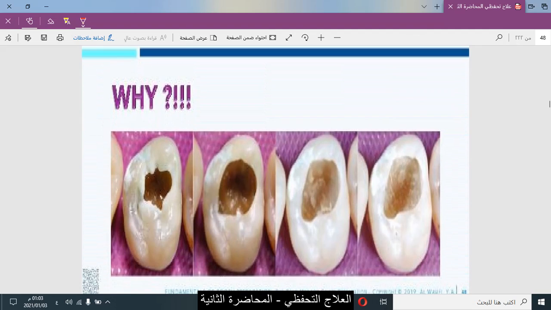We have to try to follow this. This is the cavity. According to the cavity, we have to do the design of the cavity. According to the carious lesion, we have to do the design for the cavity. And before we start drilling the tooth, we have to take the occlusion, the normal occlusion which the patient is coming with.